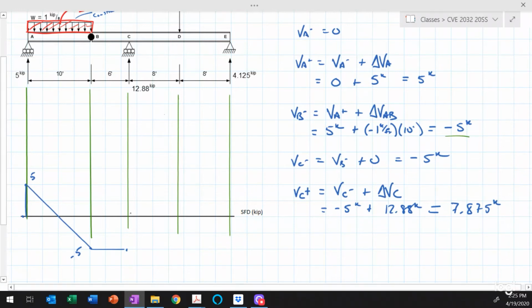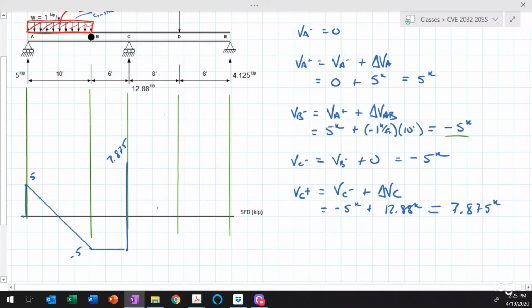So that's 5, that's 2.5, 5. That would be 7.5. So we're right about there. So 7.875. Okay, that's an instantaneous change in shear. Goes like that.